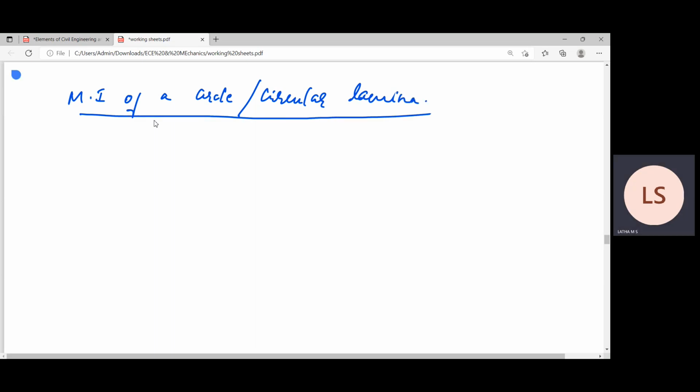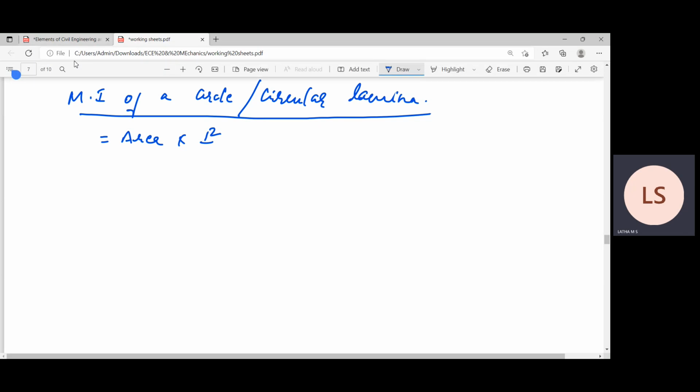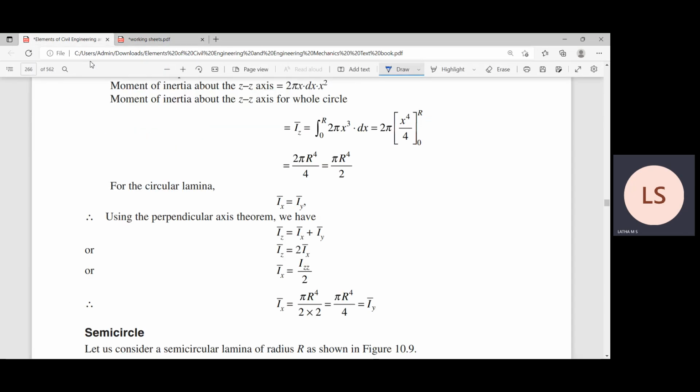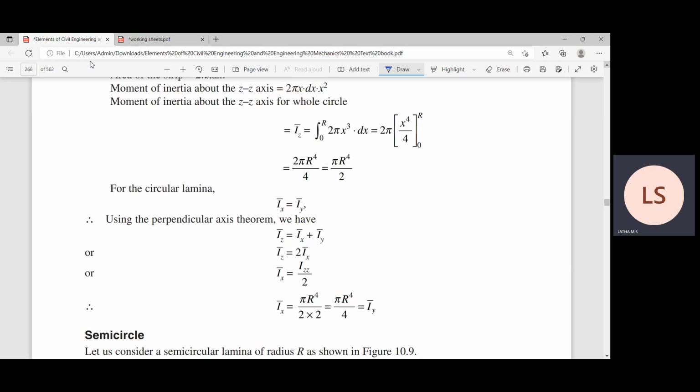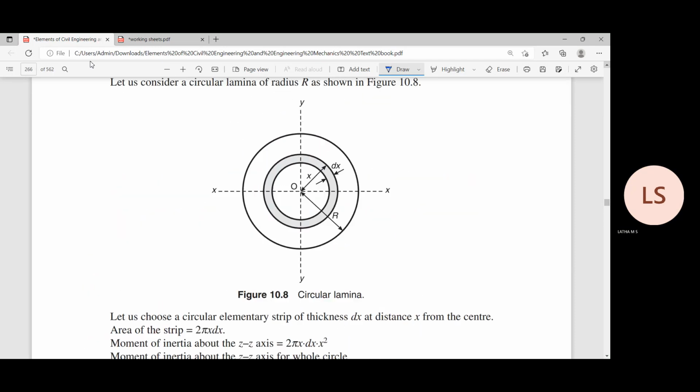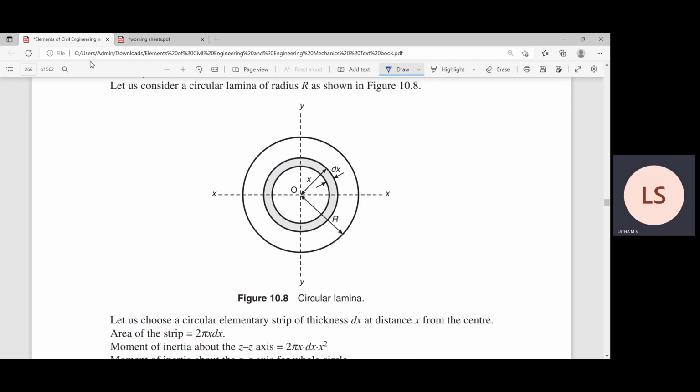So moment of inertia, or second moment of area, is given as area into perpendicular distance square. Now we'll understand with the figure at first. We'll draw the figure. This is the figure which is representing the circle of radius r. The x-axis and y-axis are shown here.